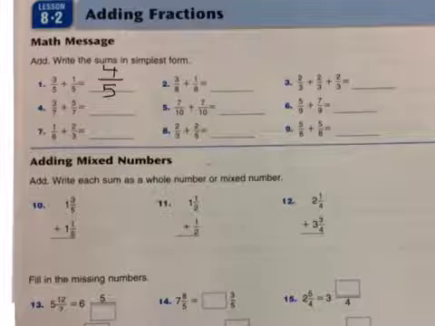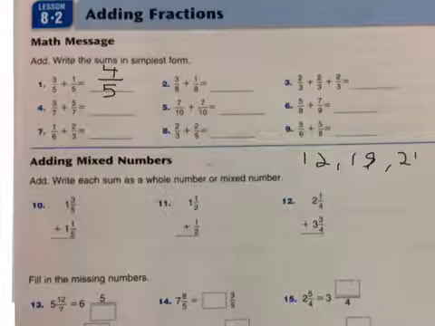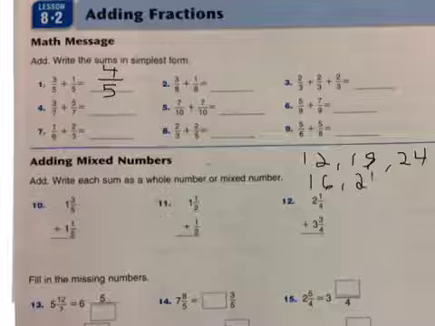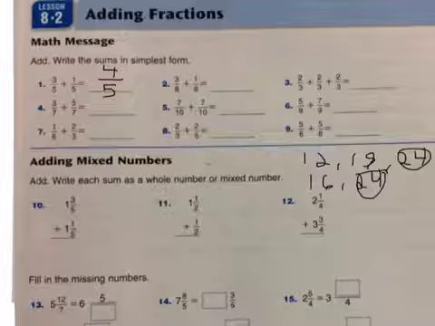For example, number 9. Number 9, we have 6 and 8. Let's find the lowest common denominator. If we count by 6s, we will have 6, 12, 18, 24. If we count by 8s, we will have 8, 16, 24. There it is, 24 and 24. So our common denominator here is 24.